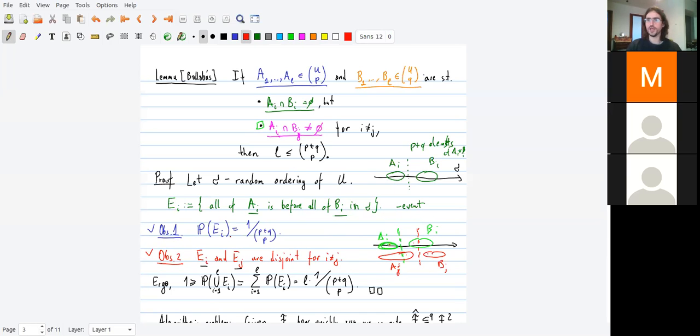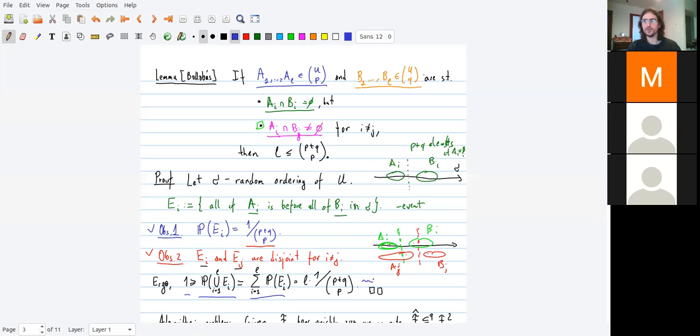So what do we have? We have L events that are pairwise disjoint, and each of them has this probability. So I can write it like that. The probability that any of those events happens is clearly upper bounded by 1, as any probability. Then this is equal to the sum of probabilities because the events are pairwise disjoint, and this is equal to L, the number of events, times the probability of each of them.